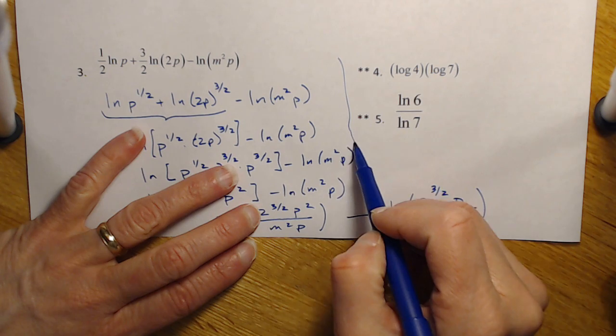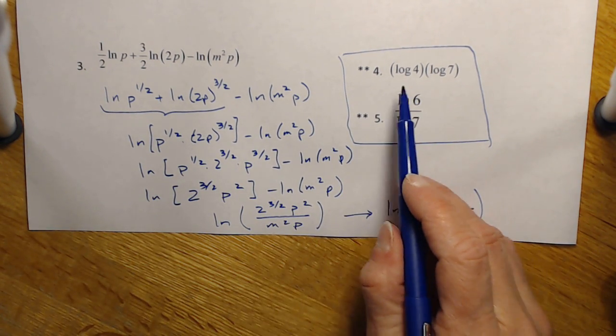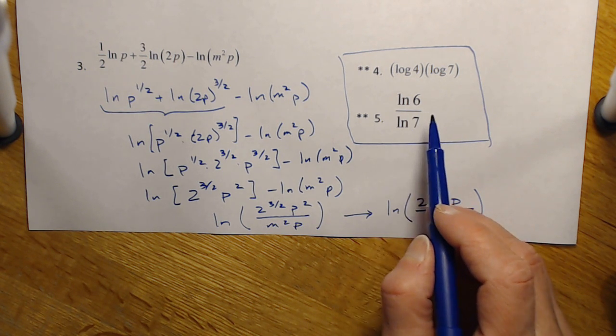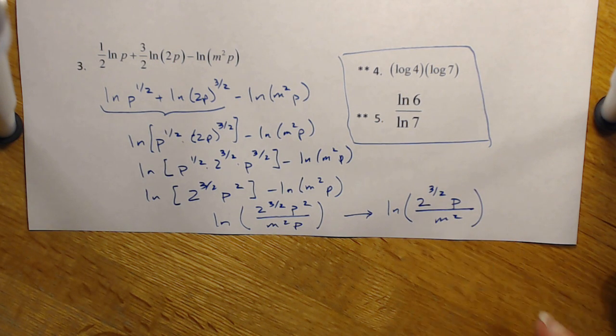Okay. These last two, asterisks, right, because we cannot rewrite these. If it's a log plus a log, we can rewrite. It's a log minus log, we can rewrite, but we have no properties for a log times a log or a log divided by a log.